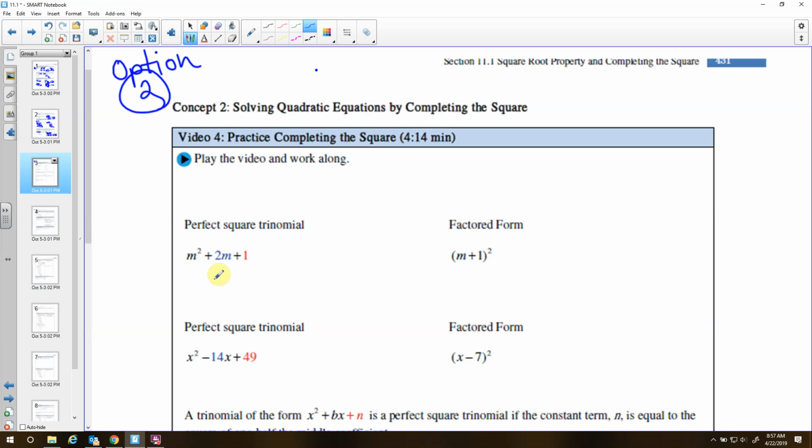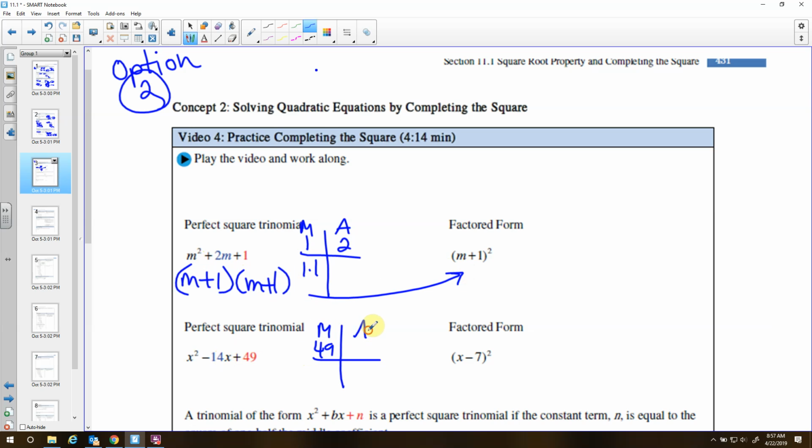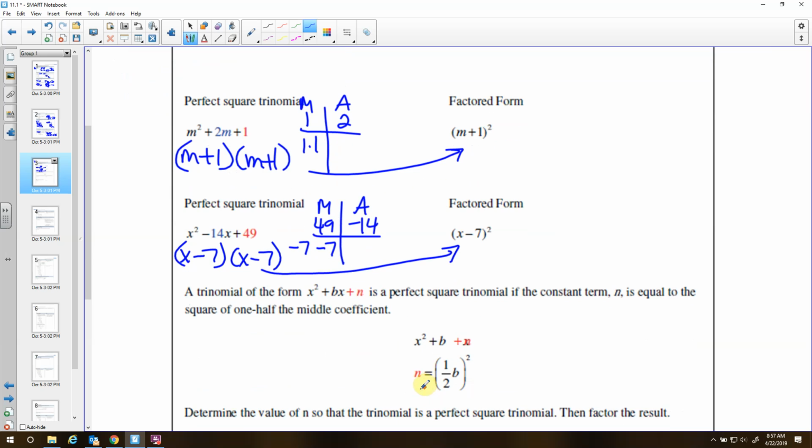First, as a review, remember if we have a perfect square trinomial, if I find factors of 1 that multiply to get 1, but that add to get 2, that would be 1 times 1. So this is m plus 1 times m plus 1, which I can shortcut and write as m plus 1 squared. Same thing for this next one. If I want to multiply to get 49, but I want to add to get negative 14, I would do negative 7 and negative 7. So that's x minus 7 times x minus 7, which equals x minus 7 squared if I want to rewrite it.